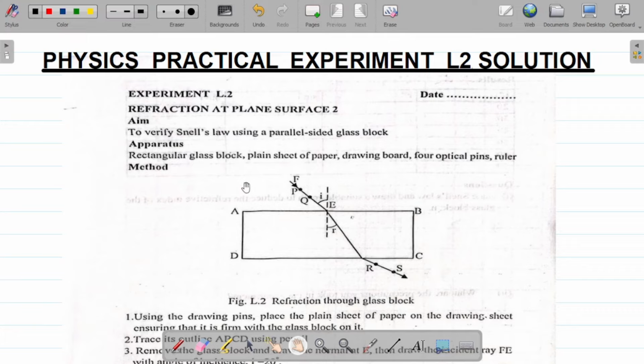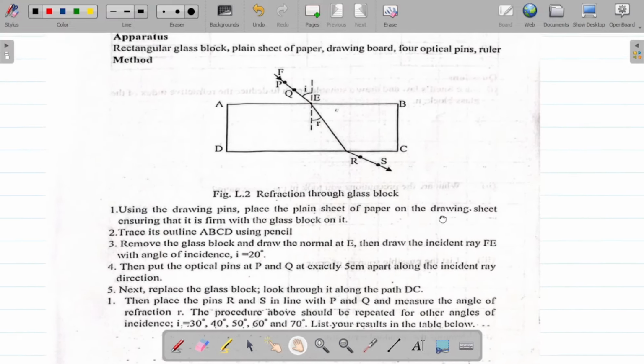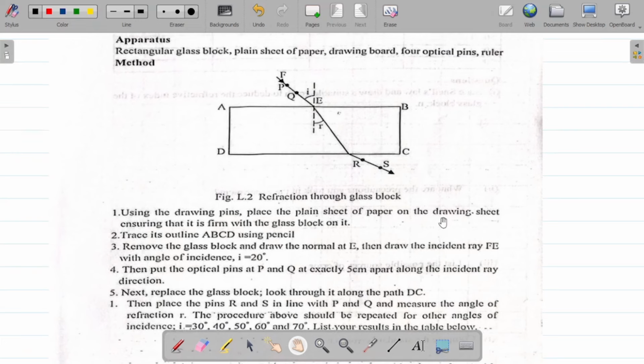So you have your apparatus and all of this setup. For this video lesson, I'm just going to show you how you can fill up the practical manual. This practical will be done in the lab, so I'll just focus more on how to fill up the manual. Let's go to the question part.